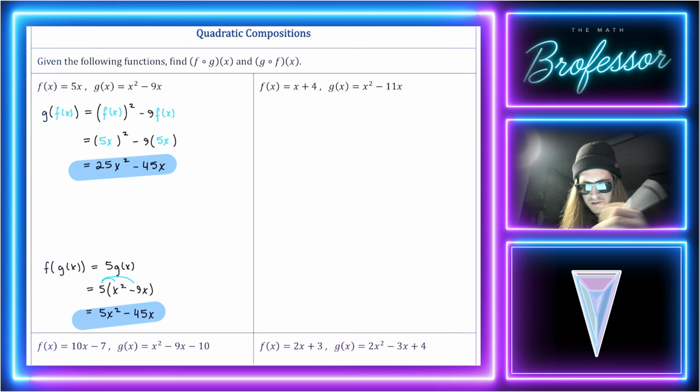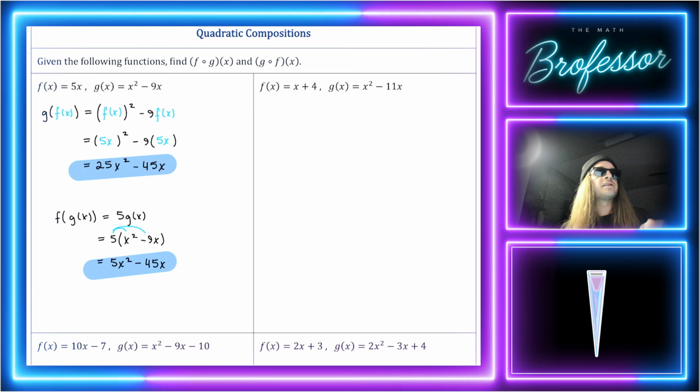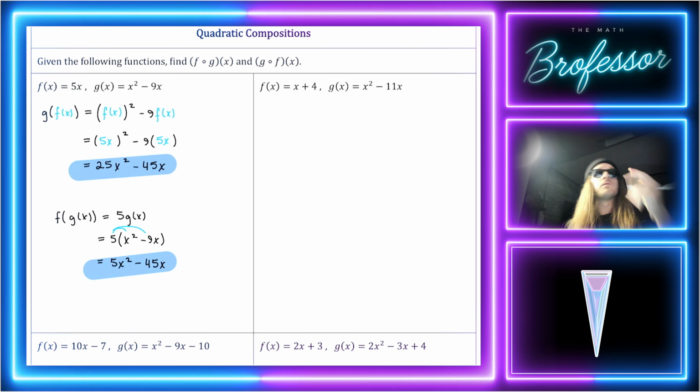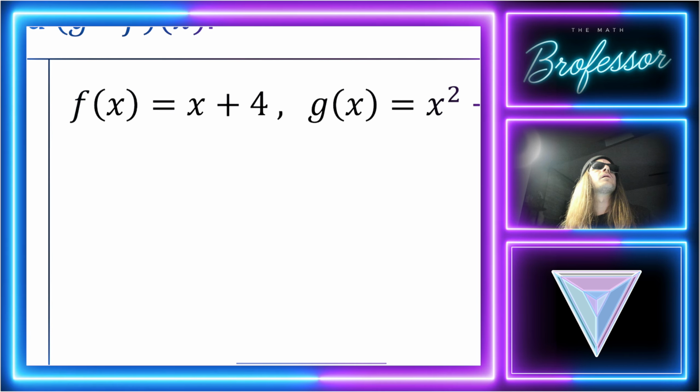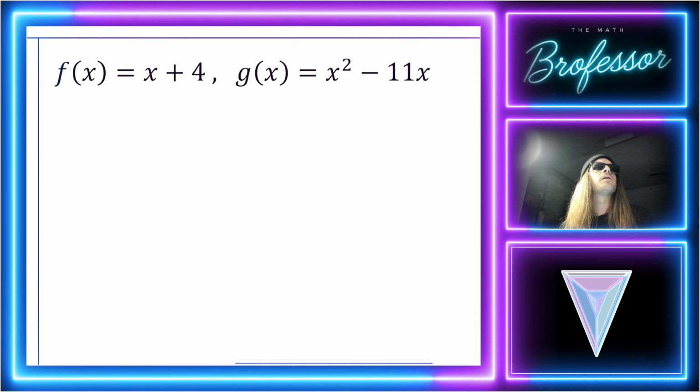And then let's go ahead. Now, just FYI, pay attention that these got flipped around. That's f of g right there. That's g of f right there. So, all right, next one. Right there. There we go.